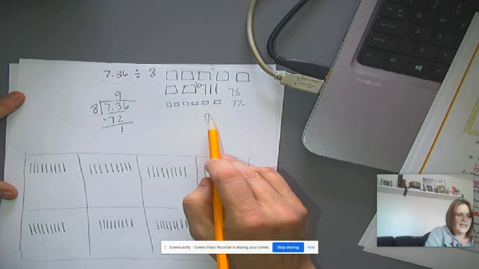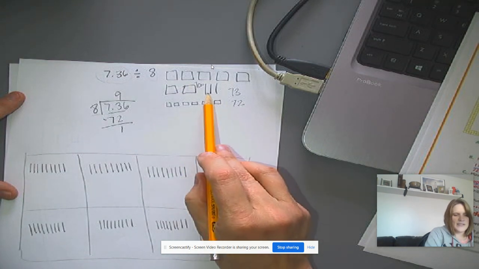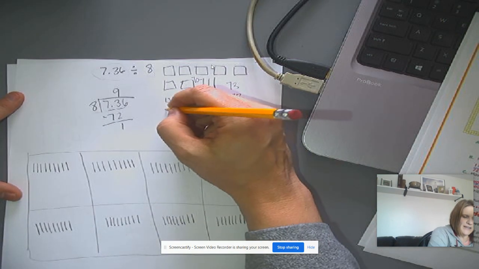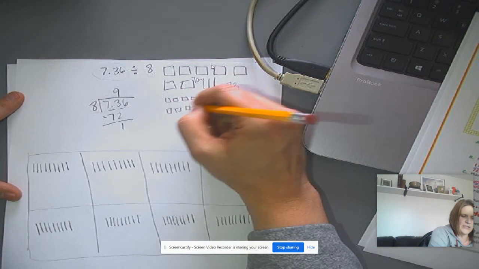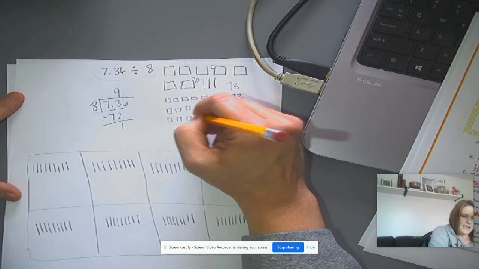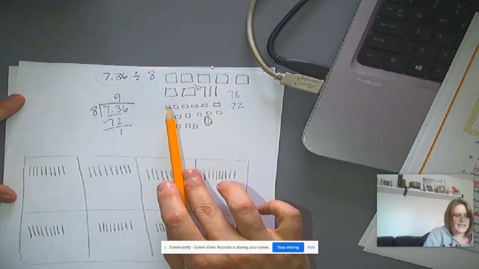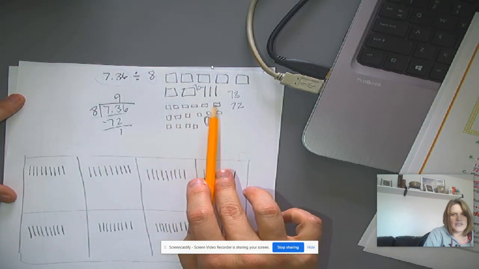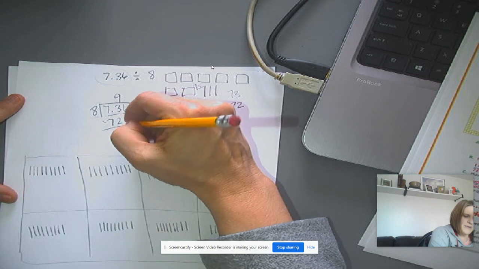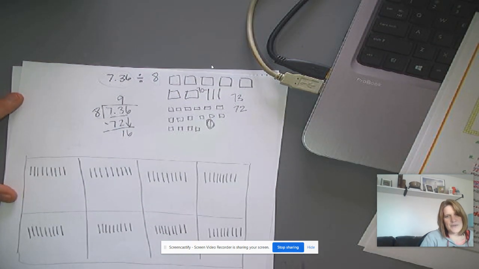So now we have, what is that 1? Is it a 1? But it's a tenth, right? So we can break that into tens. 2, 3, 4, 5, 6, 7, 8, 9, 10. So how many do we now have? We have 10, 11, 12, 13, 14, 15, 16. Ah, look what happens when we bring down our 6. We have 16 left over, right?